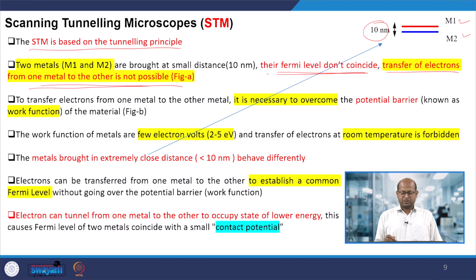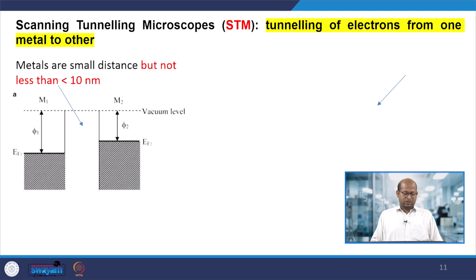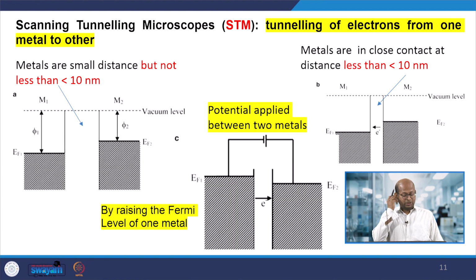When they come to a very close distance, some potential barrier develops. That potential barrier we can overcome with the help of some electronics, if we are able to develop a potential. This is metal 1 and metal 2 placed at a far distance, so there is no possibility of movement of electrons from one metal to another. Hence when they come very close, to 10 nanometers or less, there is a possibility of transfer of electrons from one metal to the other.